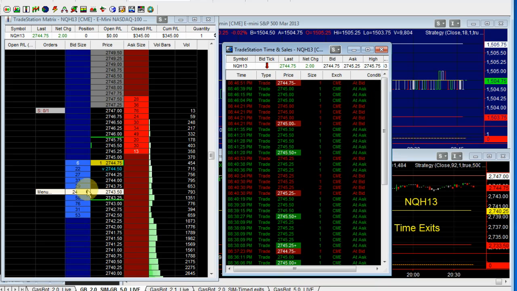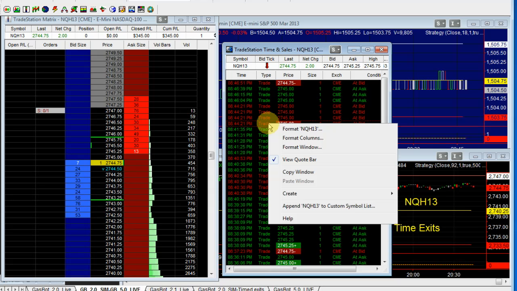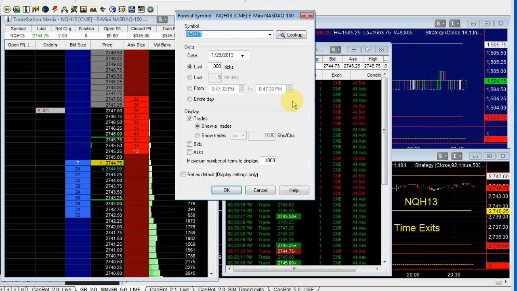And one trick, and I'll show this to you, and you can do it on most platforms, is if you go to Format, in this case the NQ symbol, they have an option where you can display trades more than so many shares or contracts. Sometimes I like to set that to 5 for the NASDAQ and 10 for the ES, particularly if I want to see some of the bigger players stepping in and out. So that's a way to make that show a little more of the bigger footprints, if you will. Right now I'll leave it on show all trades.